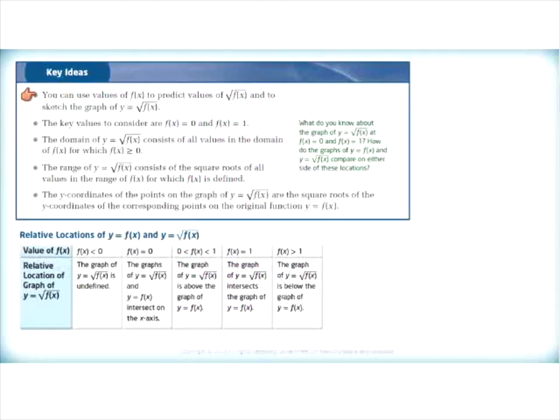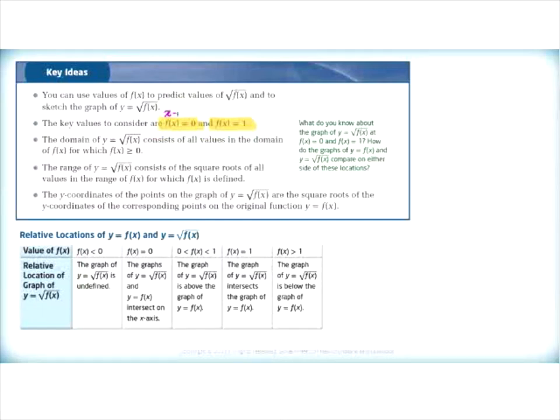As a summary then, you can use the values of f of x to predict values for the square root function and to sketch the graph of y equals the square root of f of x. The key values to consider are f of x equal to 0 and f of x equal to 1. When f of x is equal to 0, that will also provide us with the x-intercepts on the graph of your square root function graph, as well as the original function. And it provides us with the x-intercepts as well as one set of invariant points.